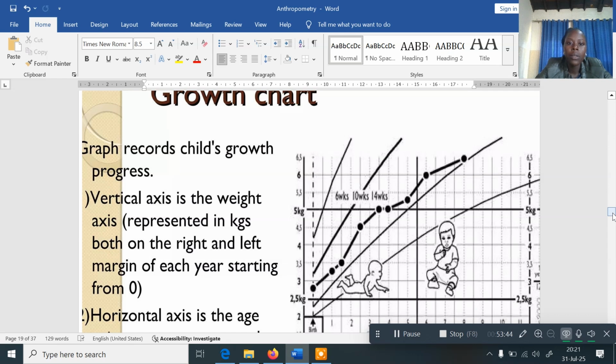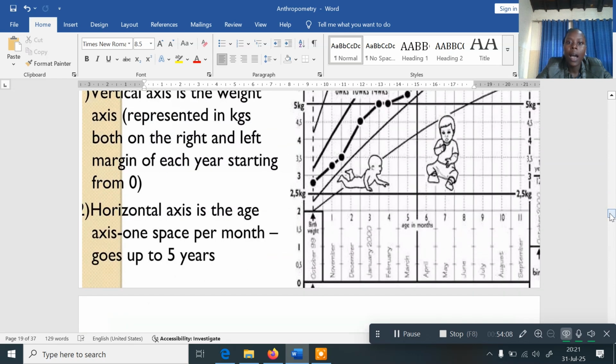So this growth monitoring chart records the child's growth progress. How? It has the vertical axis, and on this vertical axis, the weight is represented in kilograms on both the right and left margins, starting from 0.